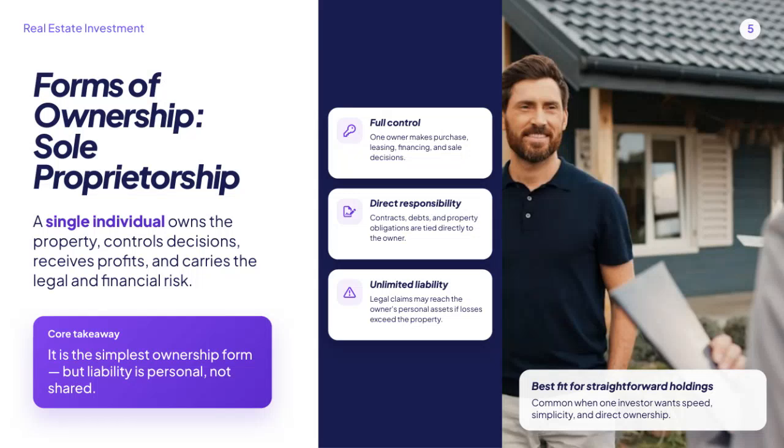When we talk about sole proprietorship as a form of ownership, it's important to understand that one individual owns the property outright. This person makes all the decisions, whether it's purchasing, leasing, financing, or selling. Because there's only one owner, control is fully centralized, which can make managing the property straightforward and efficient. However, with this simplicity comes significant responsibility. The owner is directly tied to any contracts, debts, or obligations related to the property. That means if there are any legal claims or financial losses that exceed the property's value, those liabilities can affect the owner's personal assets. This unlimited liability is a key risk to keep in mind.